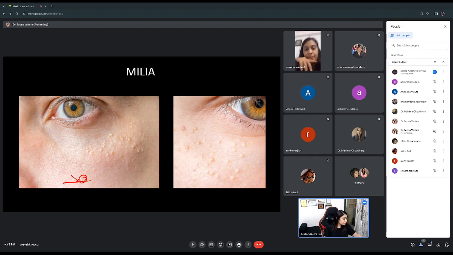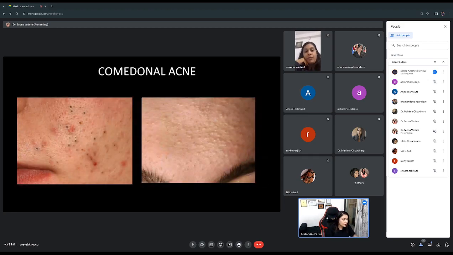Okay, so we'll move on to the next, comedonal acne. The smallest form of acne. It can be skin color, it can be a whitehead, and it can be a blackhead. All the 3 things come under comedonal acne. Okay, which are little bumpiness of the skin.